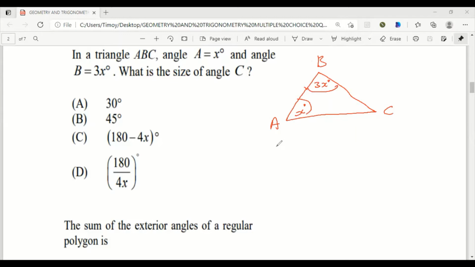So angle C has to equal the sum of the angles in the triangle, which is 180, minus the sum of the two angles that we know. What's the sum of the two angles? That's just 3x plus x. Can this be simplified? Yes, it can. So this can be simplified as just 180 minus 4x. So angle C is equal to 180 minus 4x. Which option is that? That's going to be C.